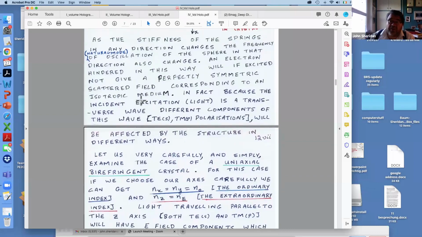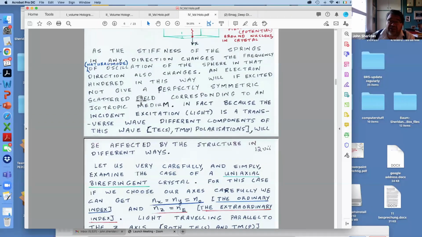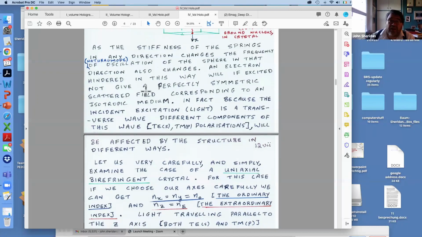An electron hindered in this way would, if excited, not give a perfectly symmetric scatter field corresponding to an isotropic material. So in an isotropic material, the springs are the same in all directions, and irrespective of the orientation of the E field, you get the exact same effect on the electron. It does the exact same scattering or interaction between the fields and the electrons, and the exact same result outputs from the electrons in all directions. It's isotropic.